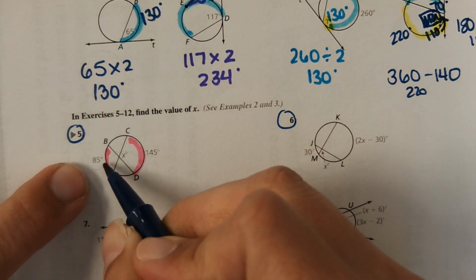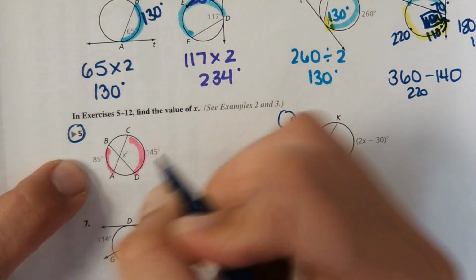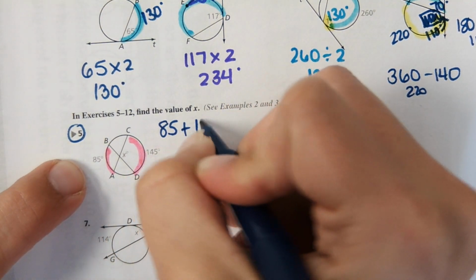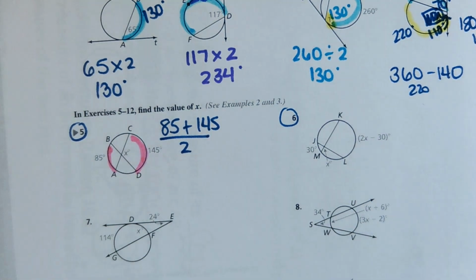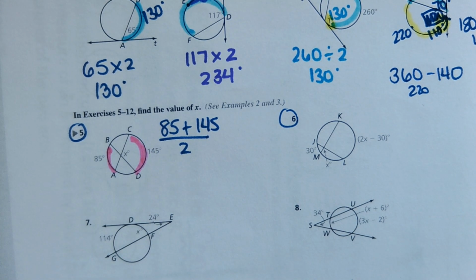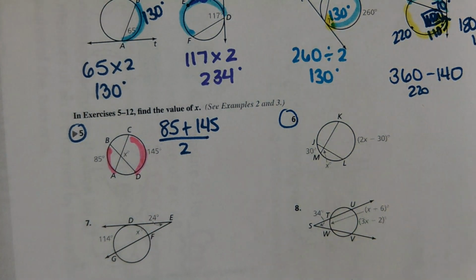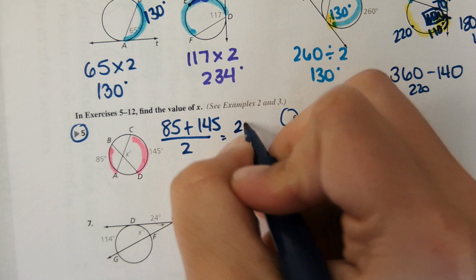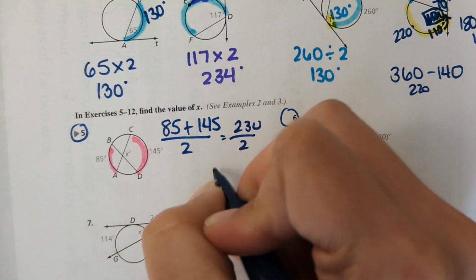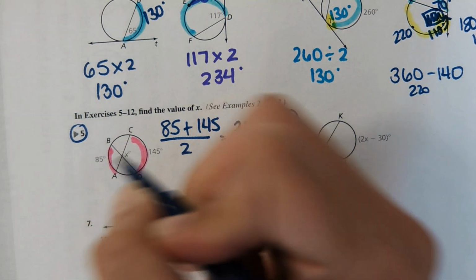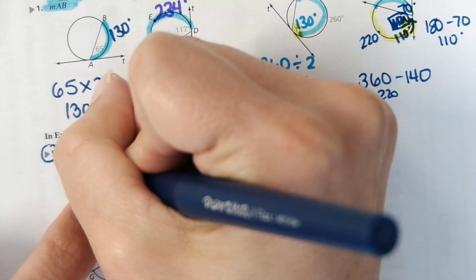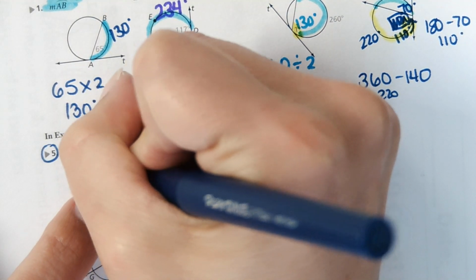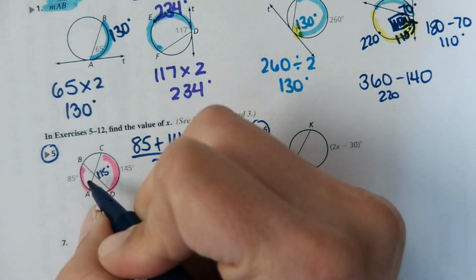Okay, so here we have these 2 arcs. We need to find the average. So 85 plus 145, and then divide by 2 to find the average. 85 plus 145 is 230. Divide by 2, you get 115 degrees. So this right here, 115 degrees, and that's the answer.